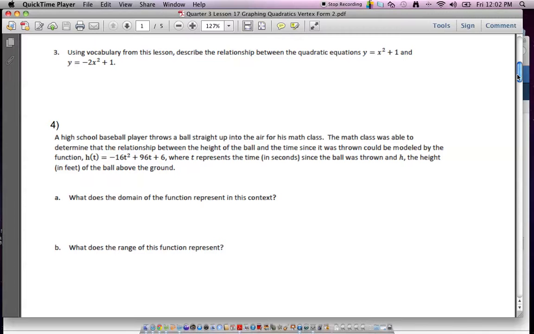Using vocabulary from this lesson, describe the relationship between these two quadratic equations: y equals x squared plus 1, and y equals negative 2x squared plus 1. There's something they share in common. What do they share in common?